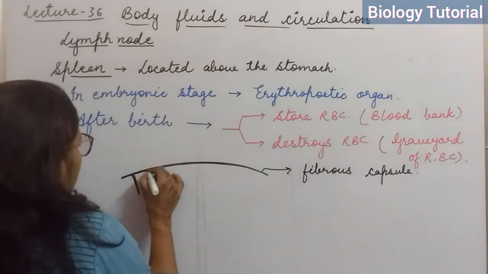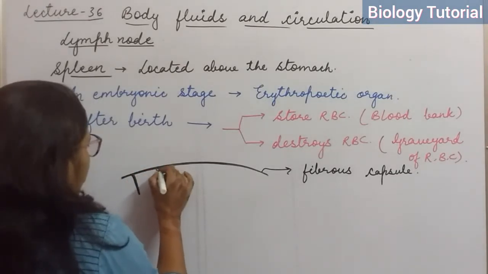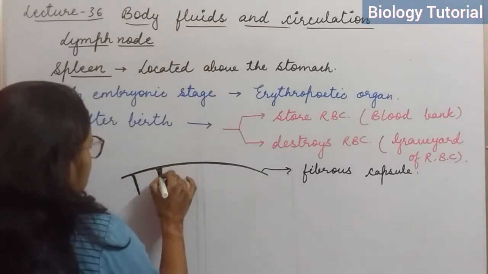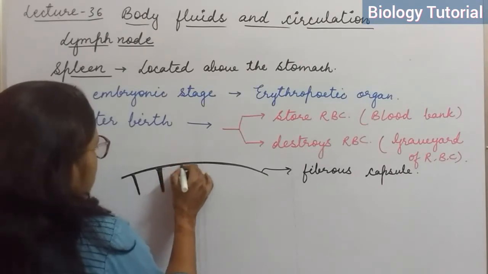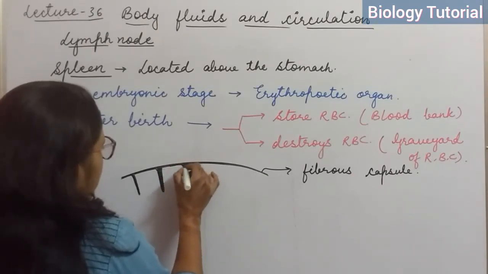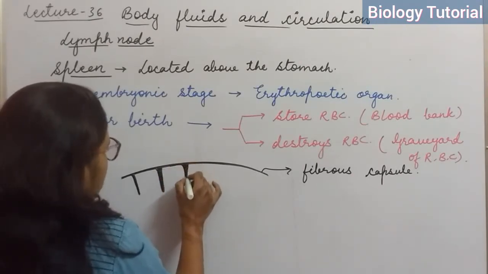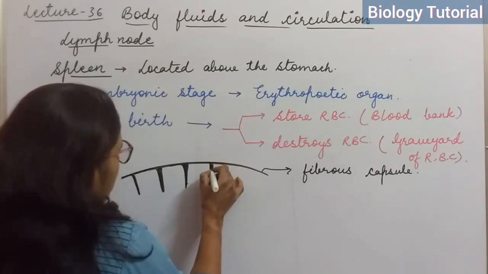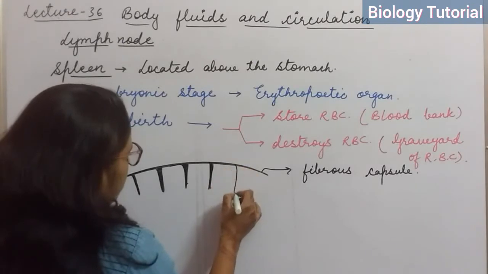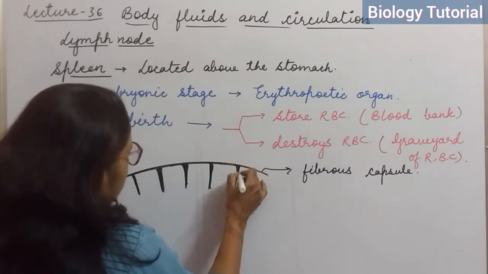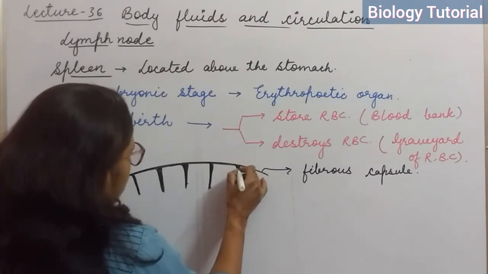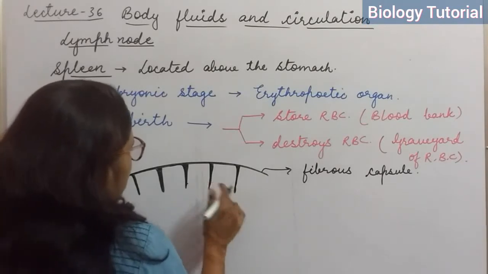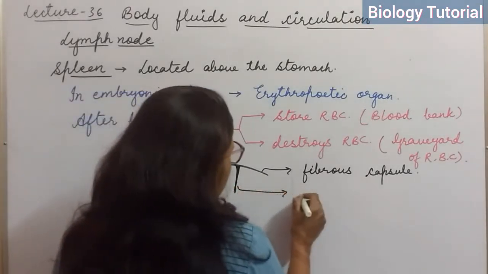Here again the projections of this fibrous capsule are seen, and these projections are again called trabeculae. So these projections are trabeculae. These are the trabeculae.